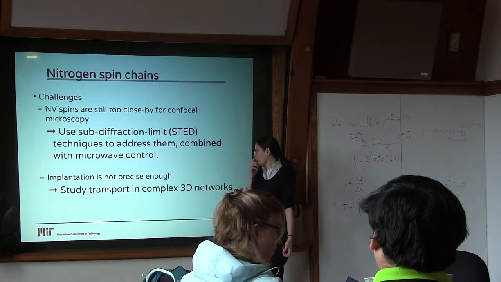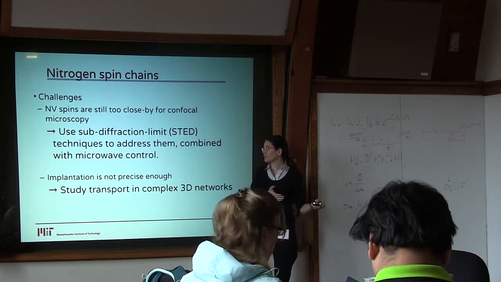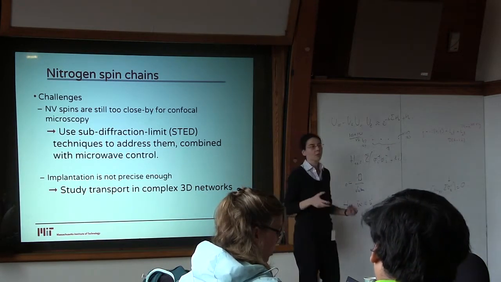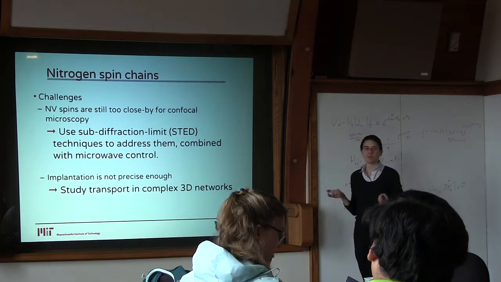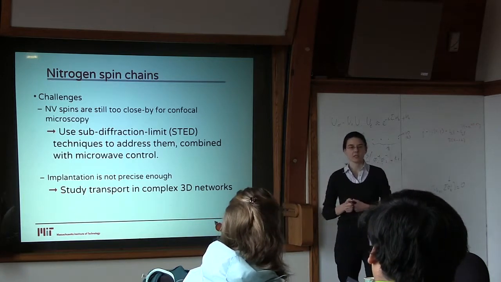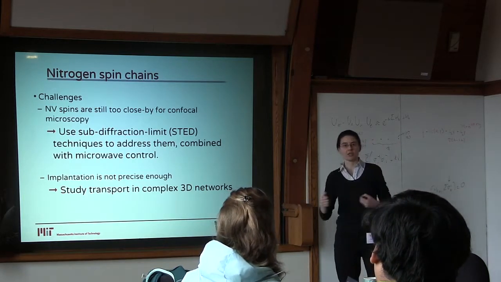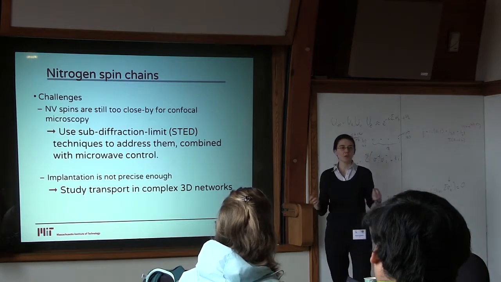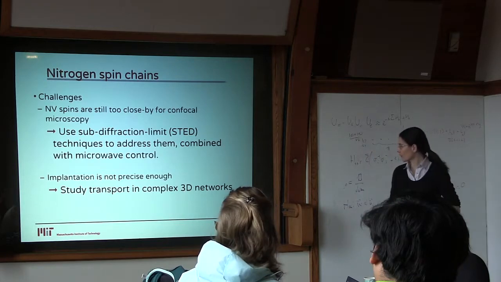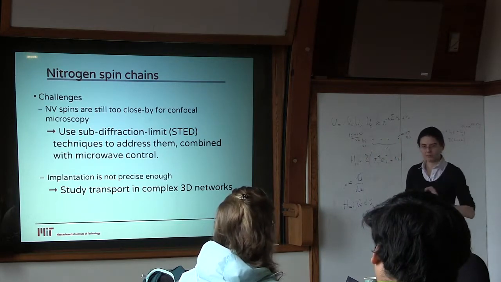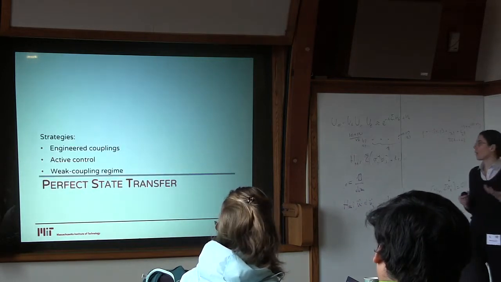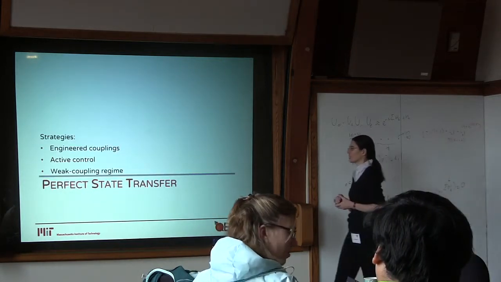And so what we really have done on the theory side is to study how you can achieve this transfer of more complex 3D networks, or how robust your transfer process is to errors in the chain itself. It's work that we have done in my group, but there is actually a large community studying this type of problem. So I probably have like 5 minutes, so I'll just try to give you one strategy on how we can achieve perfect state transfer.